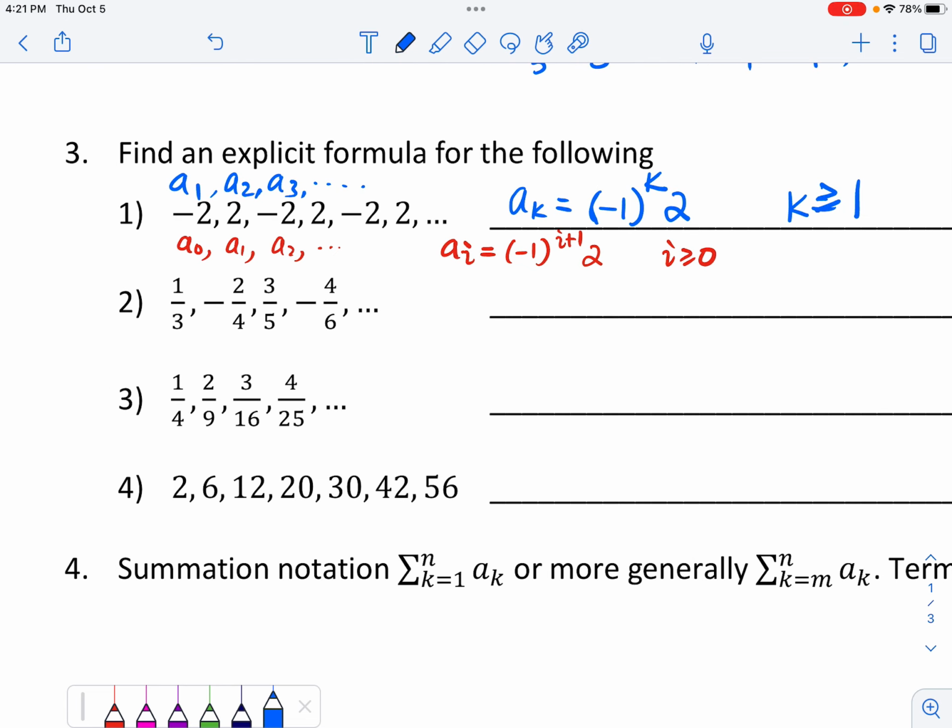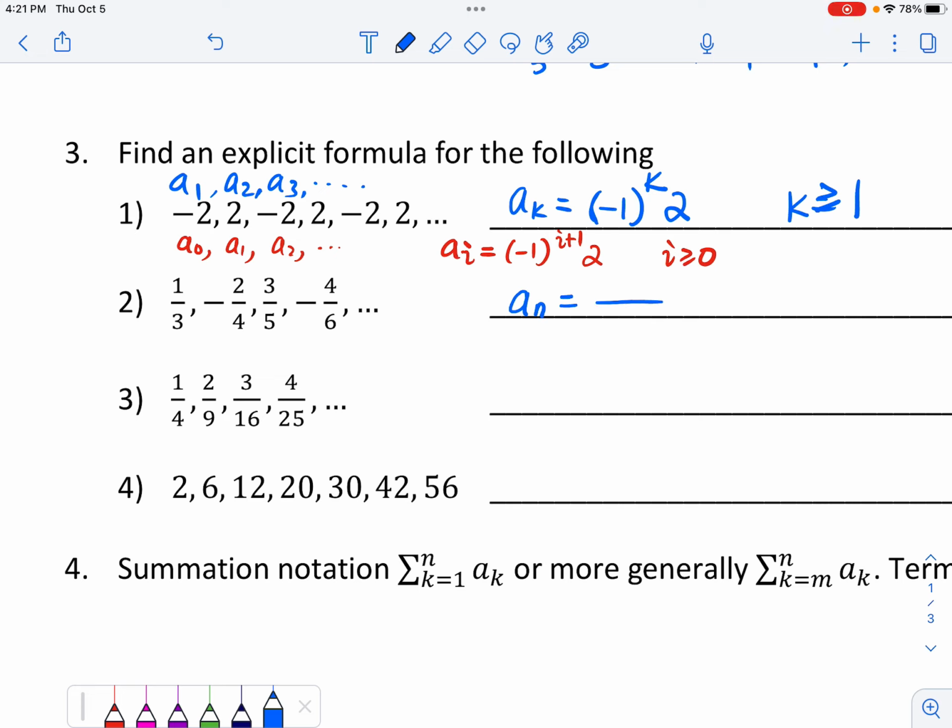Now the second one, let's take a look at that, 1/3, negative. By the way, we certainly see the alternating sign there. And then we see that the numerator matches 1, 2, 3, 4. It's just 1, 2, 3, 4. And the denominator is always 2 more than the numerator. So with that observation, I'm going to try to use n in this case.